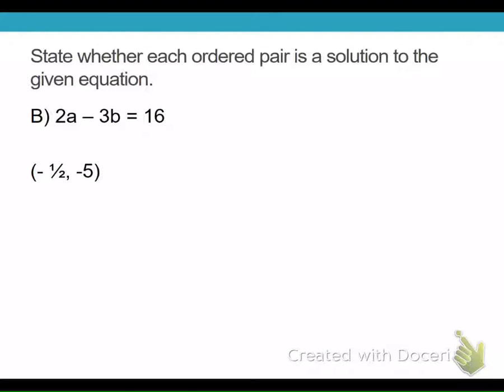So in part B, we have a new equation. 2a minus 3b equals 16. Typically, we call these x and y, but if the variables aren't x and y, assume whichever one's first alphabetically is the first one in the ordered pair. So in this situation, the negative 1/2 will go in for A, the negative 5 will go in for B.